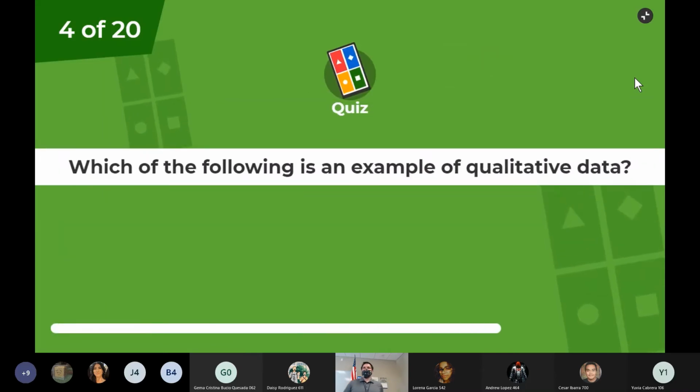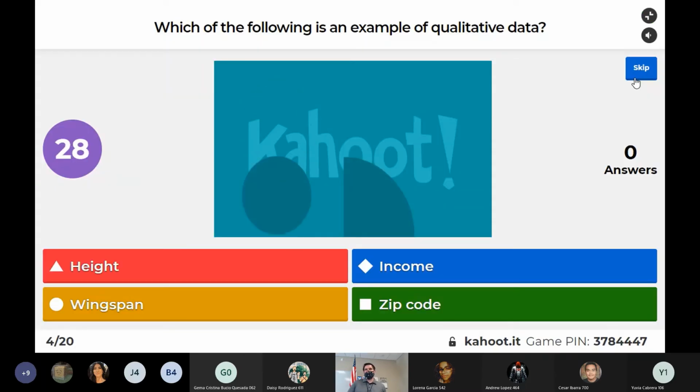Which of the following is an example of qualitative data? Right, not quantitative, qualitative, similar to categorical.